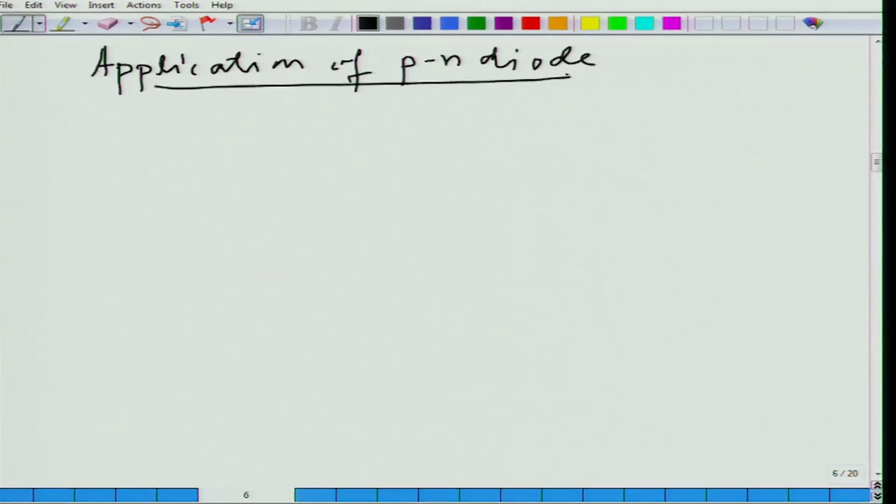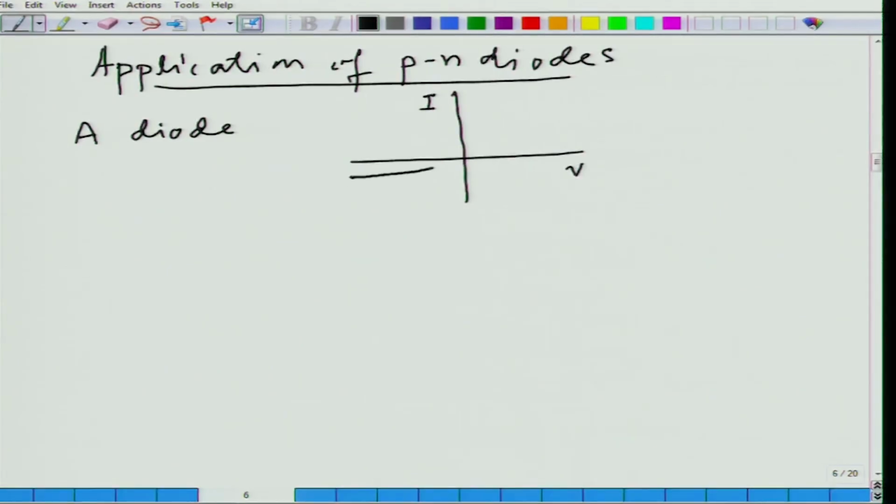Applications of p-n diodes come from two parts. The first one is just as a diode, where it has a very unique current-voltage characteristic. The uniqueness comes from the fact that if I apply voltage in the forward direction, there is a current flowing through the diode, but if I apply it in the reverse direction, there is no current flowing through it, and that device is used in circuits in many ways.